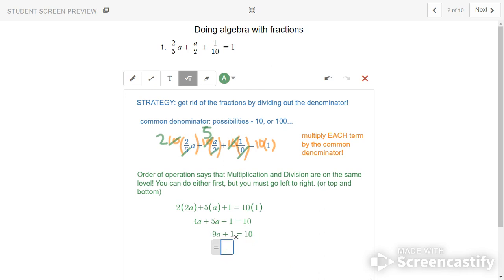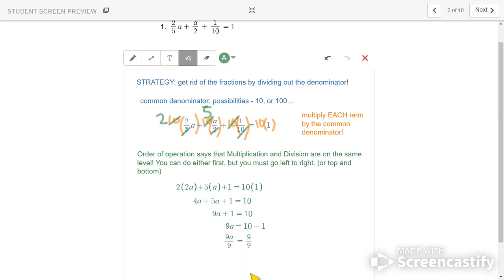Rewrite it by rearranging. 9a equals 10 minus 1. 9a is equal to 9. So I'm going to divide 9a by 9. And we have a is equal to 1.